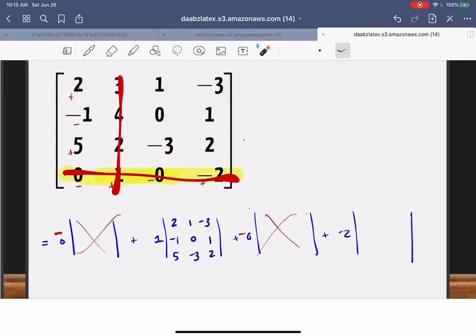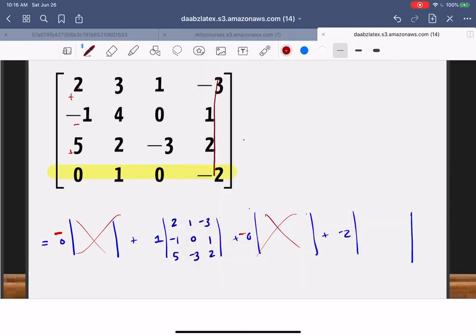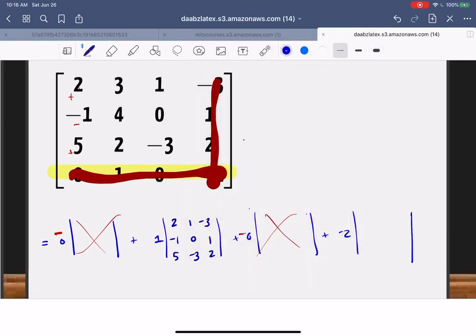All right, the next one I need, the last one, is the submatrix for the -2. So for that, I'm going to clean this up a little bit. And then I'm going to show that I'm expanding by minors along the last row. I'm going to cross out this row and that column. And that leaves a submatrix. That's the submatrix I want to pick up. So it'll be a 2, 3, 1, -1, 4, 0, 5, 2, -3.